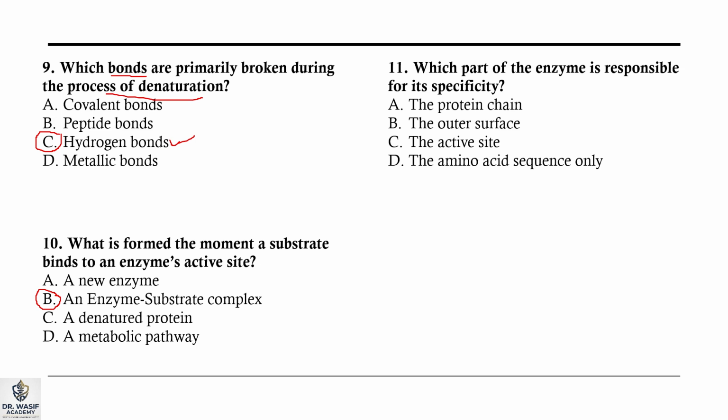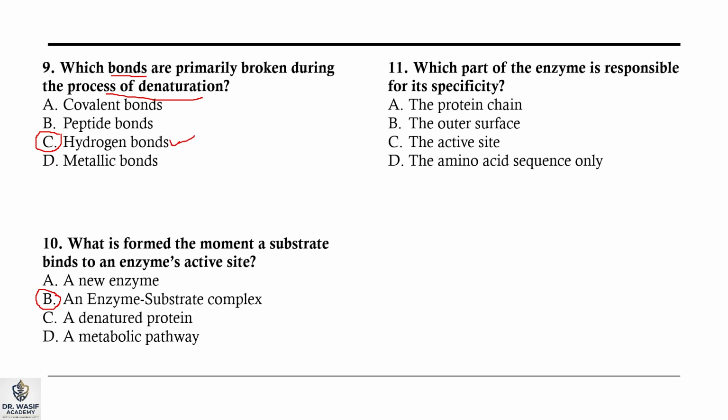Now question number 11. This question targets the exact business end of the enzyme molecule. The question is, which part of the enzyme is responsible for its specificity? Okay, which part of the enzyme is responsible for its specificity? The options are protein chain, outer surface, active site, or the amino acid sequence only. So think about which specific region directly interacts with the substrate to determine whether a reaction can actually happen, and then select your answer.